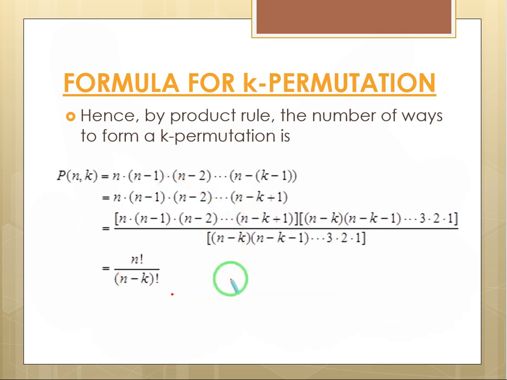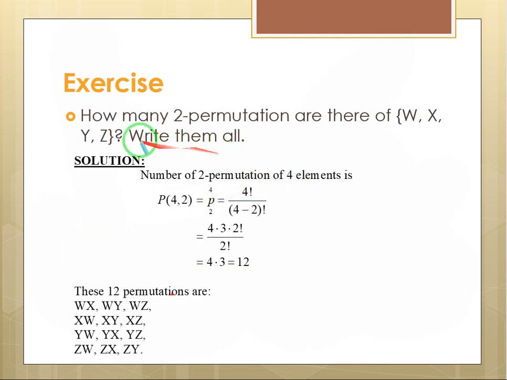So this was the proof of how n permutation k is equal to n factorial divided by n minus k factorial. So let's come to the example exercise. Let's see how many 2 permutations there are of w x y z. Our set is w x y z. How many elements do we have in total? 1, 2, 3, 4. So n is equal to 4. And what is k now? 2, because it says 2 permutation.